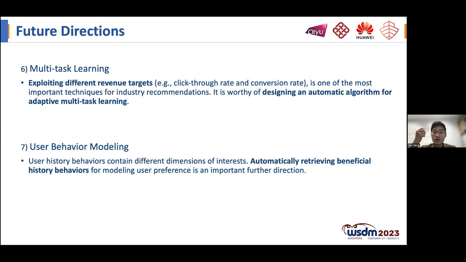In addition to the potential research directions in existing AutoML-enhanced deep recommender systems I just shared, there are still many opportunities for future directions. For example, multitask learning, which is a recommendation that considers different revenue targets. It's one of the most important techniques in industry recommendations. So it's important to design automated algorithms for multitask recommendations. And thus, users' historical behaviors have different dimensions of interest, so we can automatically retrieve beneficial historical behaviors to better model users' preferences.